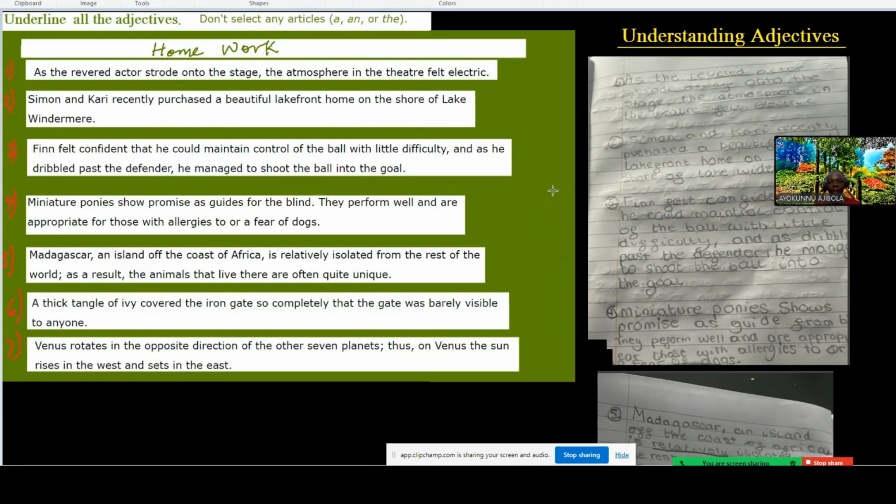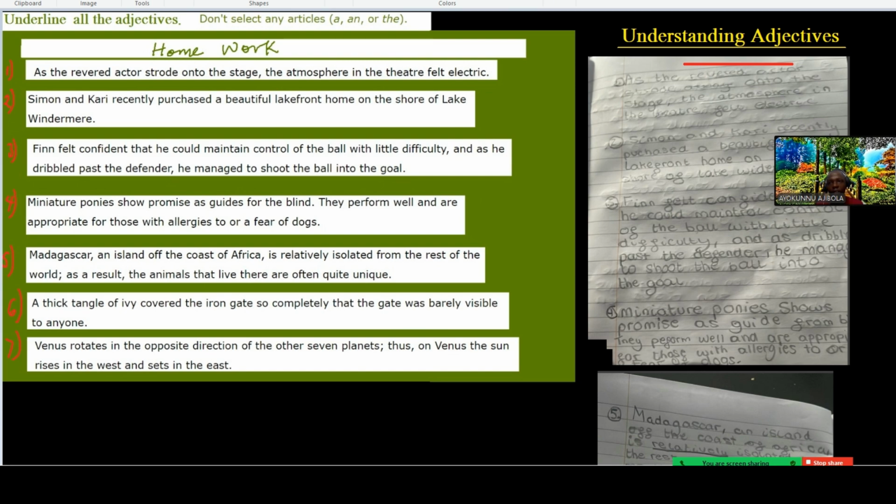Okay, right. This is about understanding adjectives. We have been asked to underline all of the adjectives, and we are not to select any article like a, an, or the. So, with your number one submission, you have selected revered actor for the first one. Revered actor. Let me see. Okay, fine. Having selected revered, let's just check.